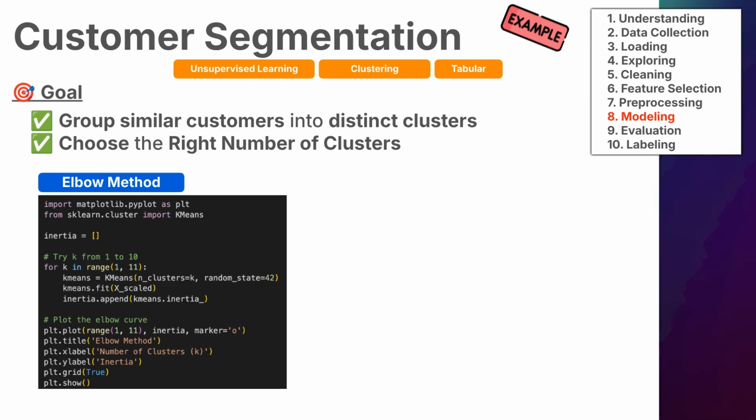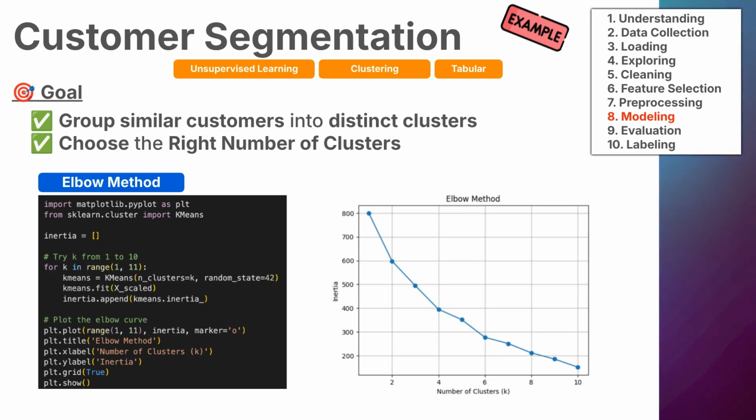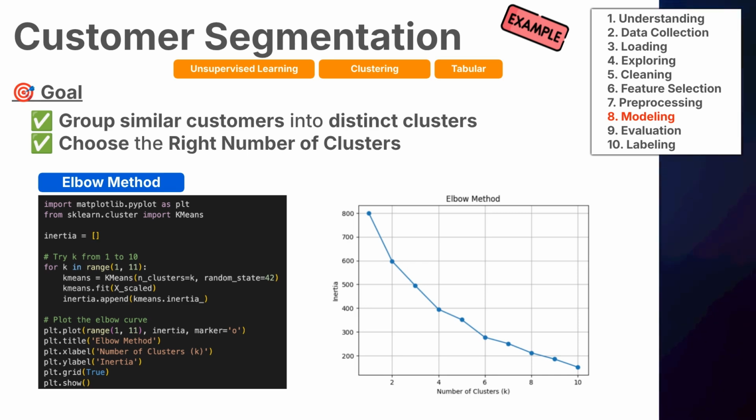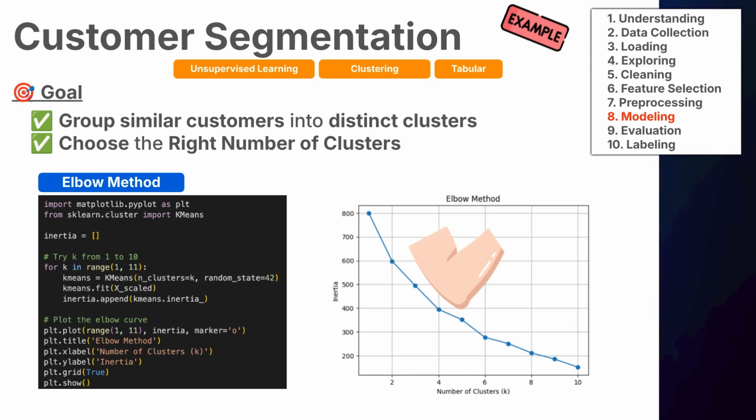Inertia is the sum of squared distances from each point to its assigned cluster center. After that, plot inertia versus k. Then look for the elbow point. This is the result. The curve drops sharply from 1 to 4, then begins to flatten around 5. It may be a bit difficult to find, but we can see a change in angle around number 5. From 5 onwards, the gain in clustering performance becomes smaller and smaller. So this point, where the curve bends or elbows, represents the optimal number of clusters.